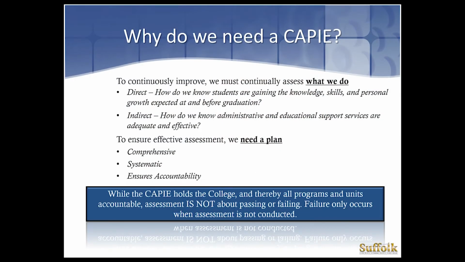So that's the what of the CAPIE. The why: why do we need a document like this? Well, if we're going to improve, we've got to assess what we're doing. Directly, we've got to be taking a look at whether or not our students are getting the knowledge, the skills, and the personal growth that we expect of them in our programs and at graduation. Indirectly, we've got to make sure that our administrative and educational support units, AES, are helping to provide an environment that's conducive to student learning. That can be through services such as financial aid, which you would expect, or a library, but also areas like plant operations. They play a role as well. And it's important that we document that.